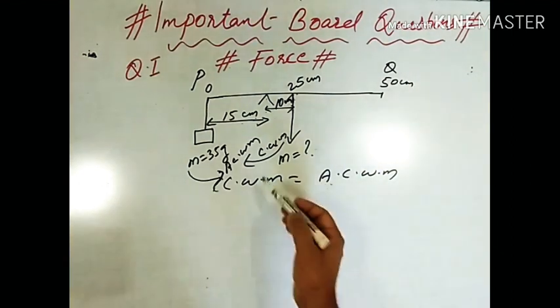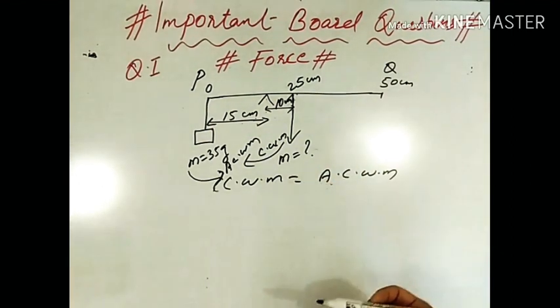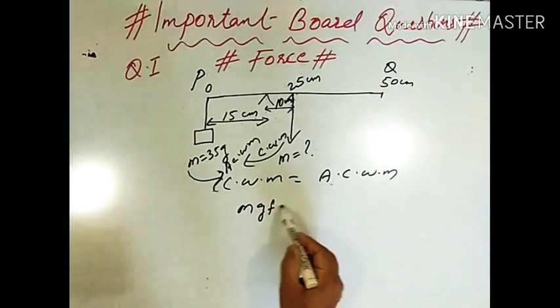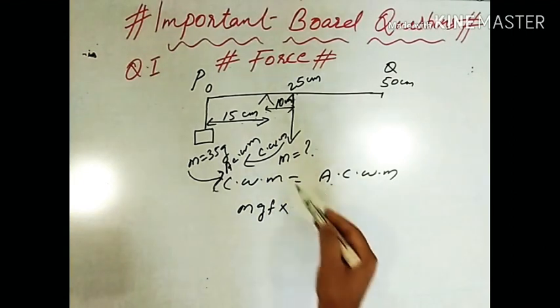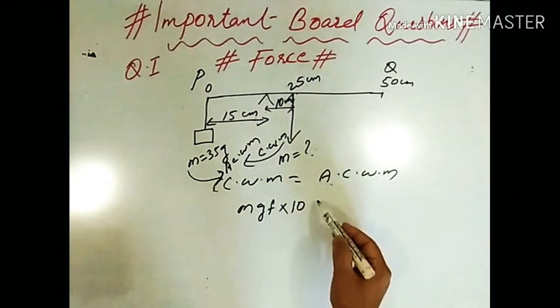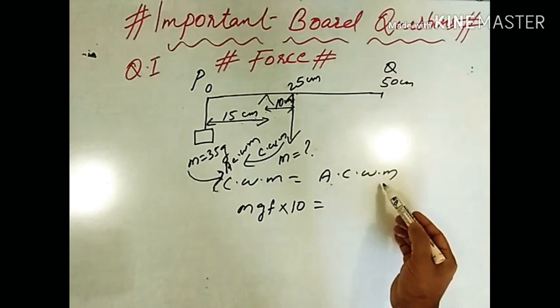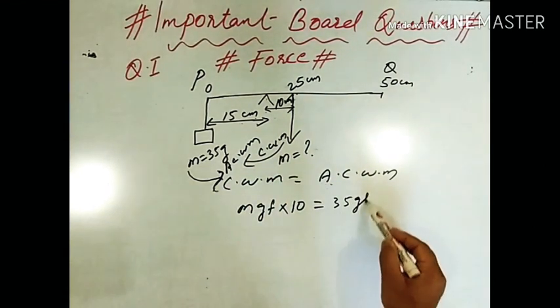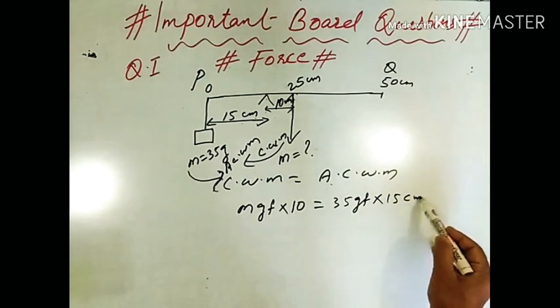So what is the clockwise moment? What is the formula for moment of force? Force into perpendicular distance. The force here is unknown: m gram force into 10 centimeter. The anti-clockwise moment is 35 gram force into 15 centimeter.